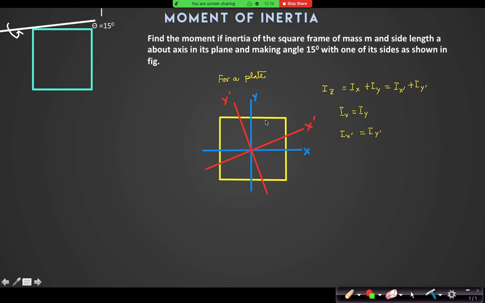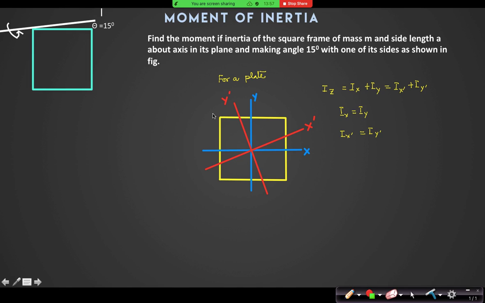Will the orientation of the plate change if you rotate it 90 degrees? No, you will find the same configuration. I said that Ix prime and Iy prime are also the same, because if you rotate that square frame by 90 degrees, you will find a similar configuration. You can try it by yourself.